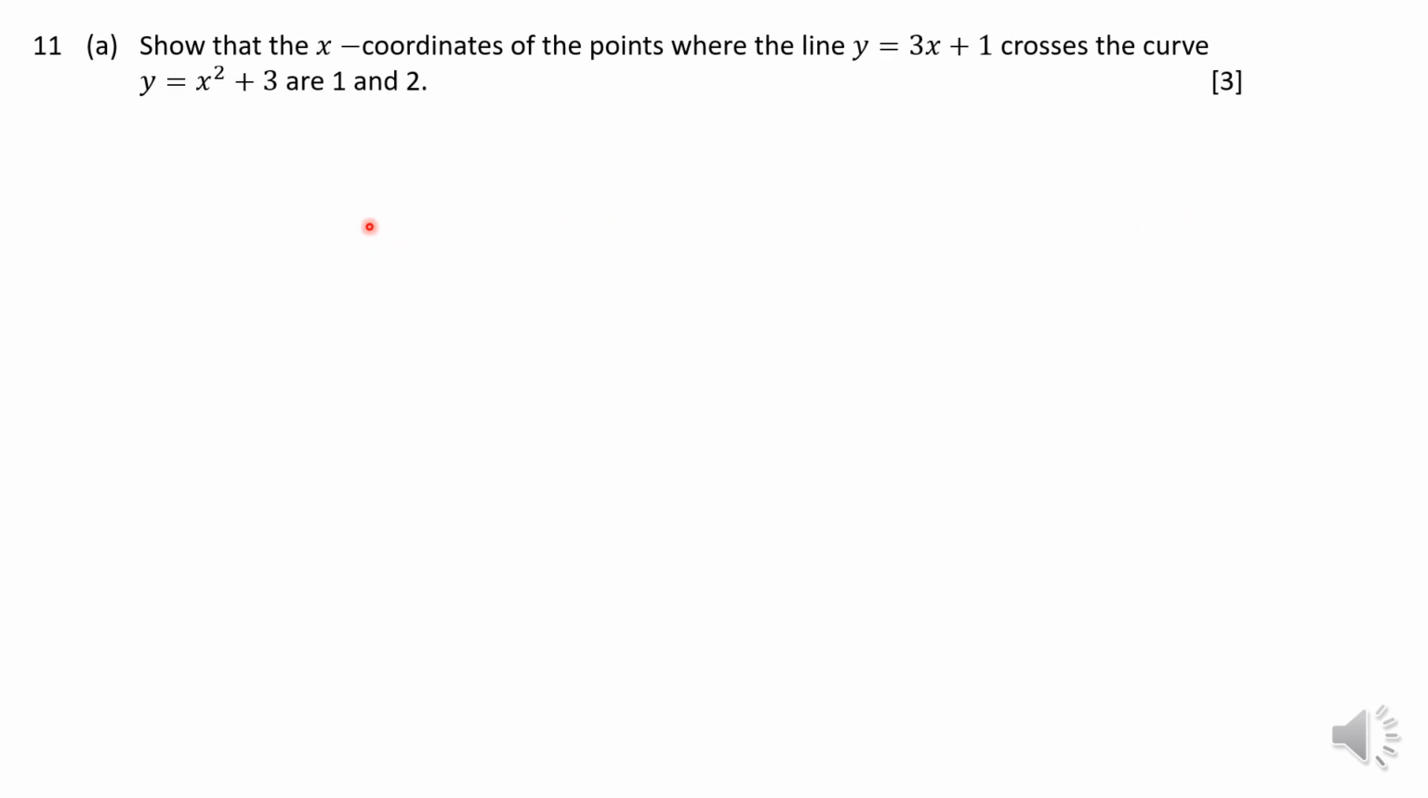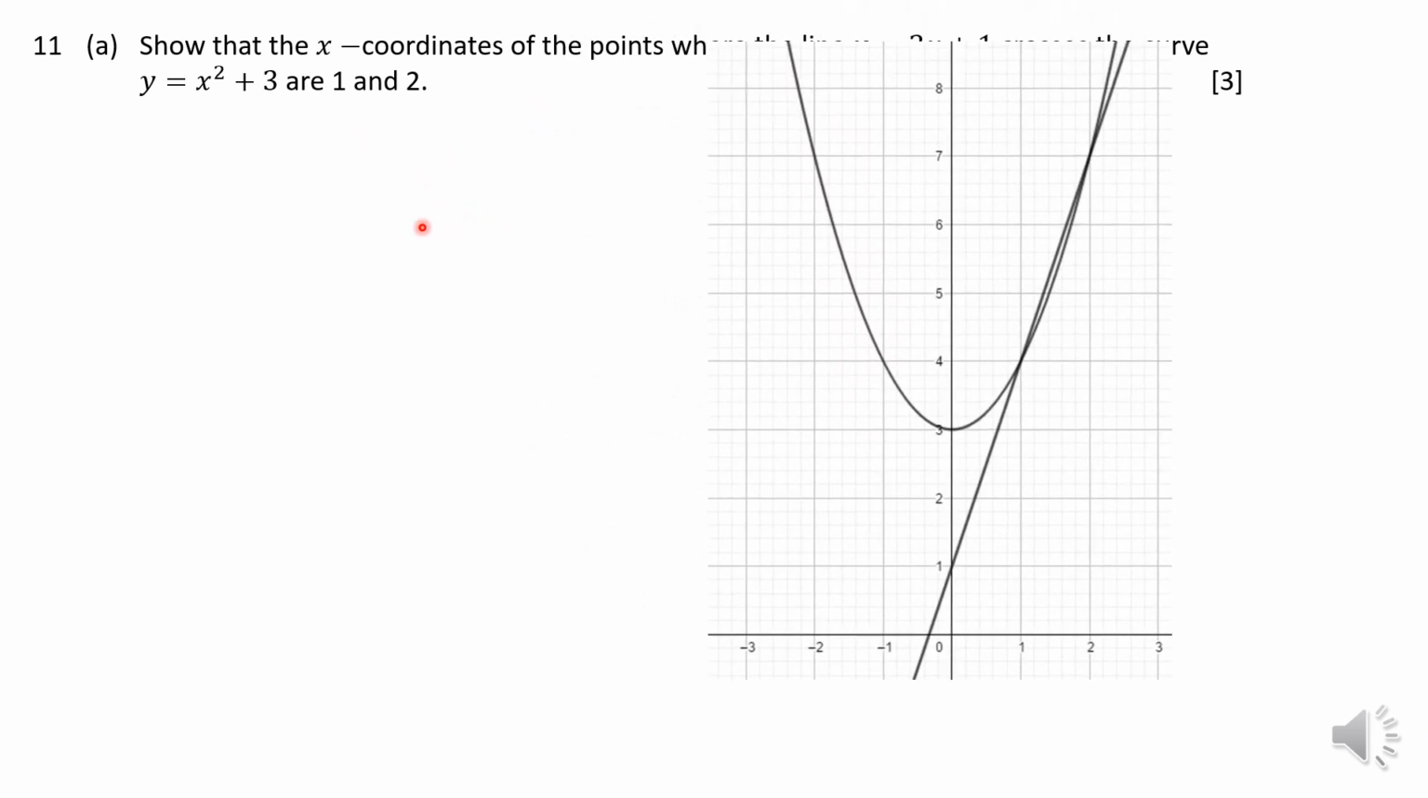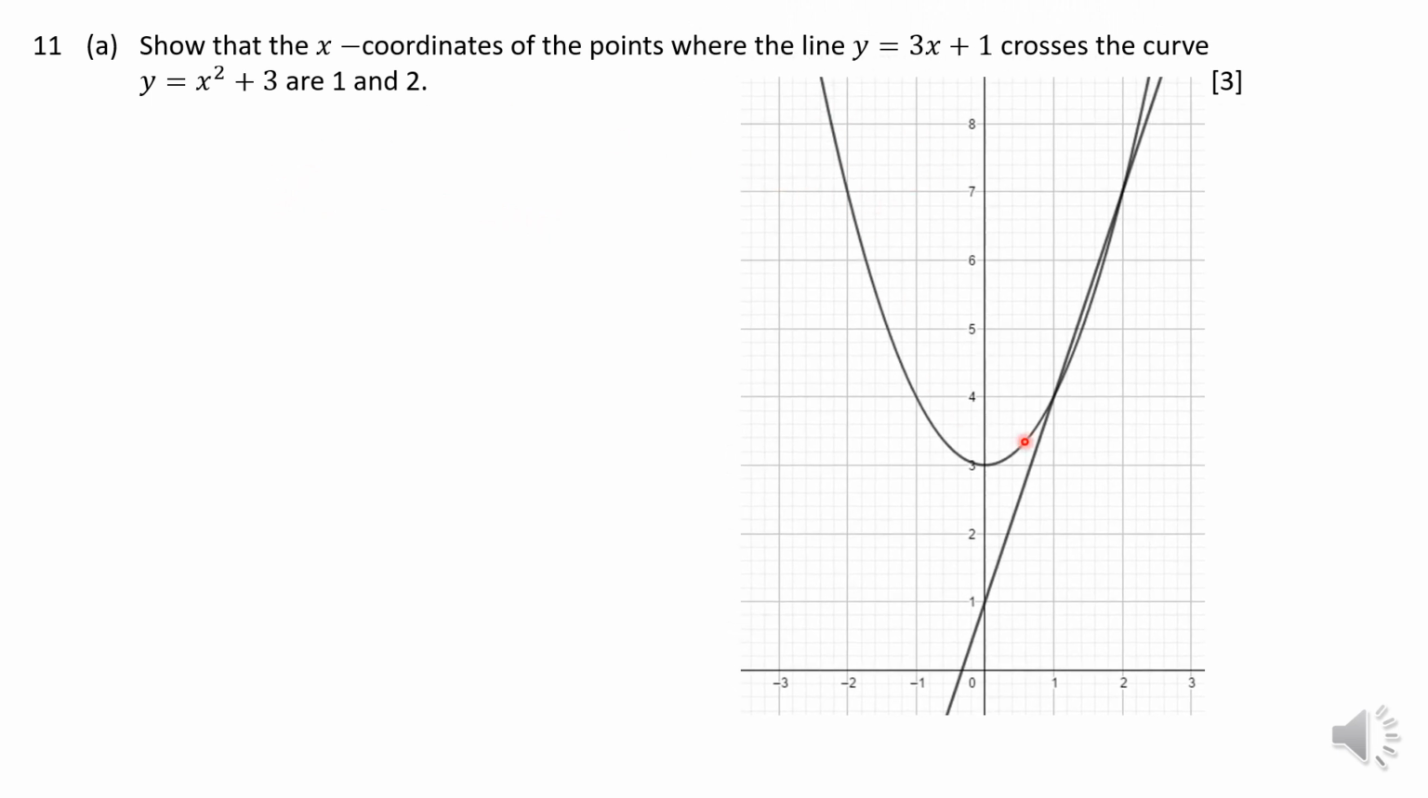Question 11. Now, show that the x-coordinates of the points where the line y equals 3x plus 1 crosses the curve. So what I did here is I took the curve and I took the line and I have them here. You don't have the software to deal with it, or they don't ask you to draw the graph. But as you can see, the line crosses the curve here at the point 1, 4. It also crosses the curve here at the point 2, 7. So the 1 and the 2 are the x points. Can you see that? The x points here, 1 and 2.